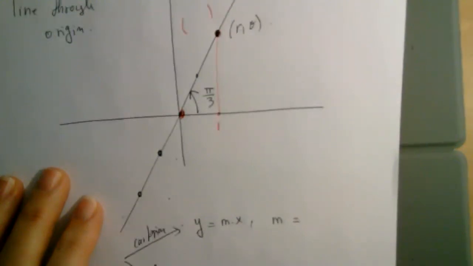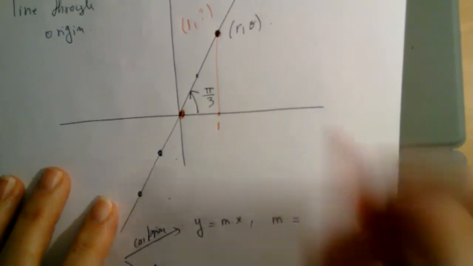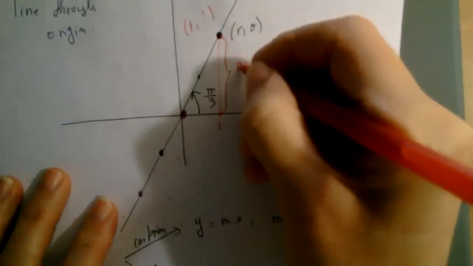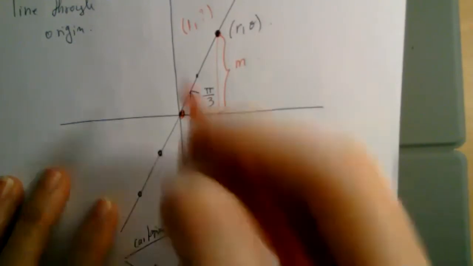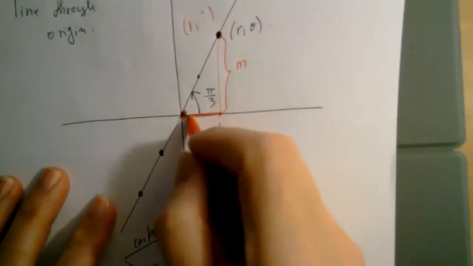Any hint, any idea? So this is 1, and I don't know, something. Okay, let me give you. Is this the slope? Is this the slope? Because this is a point and this is a point. So what's the slope? If you go 1 unit, the rise is the slope.